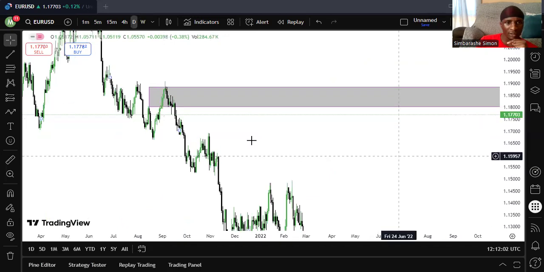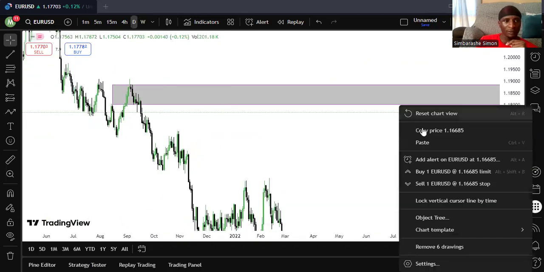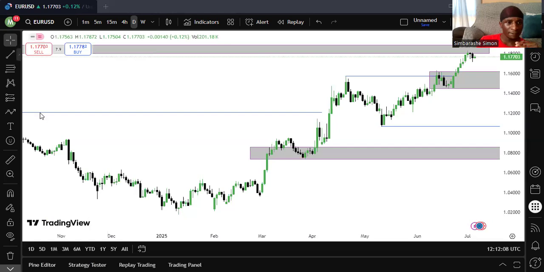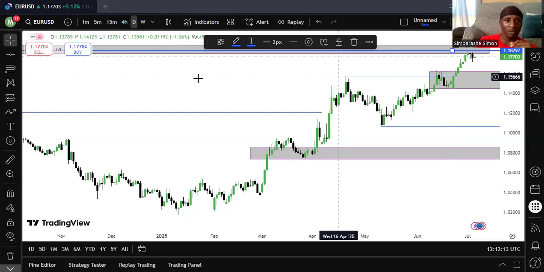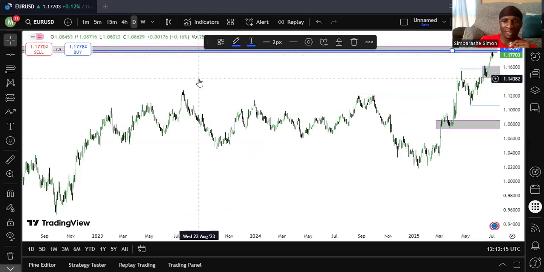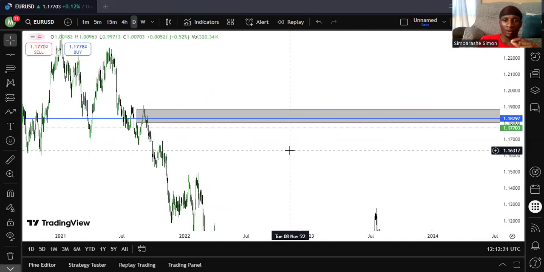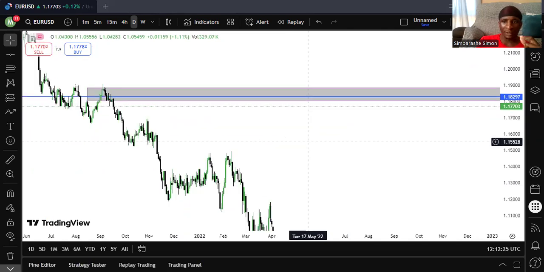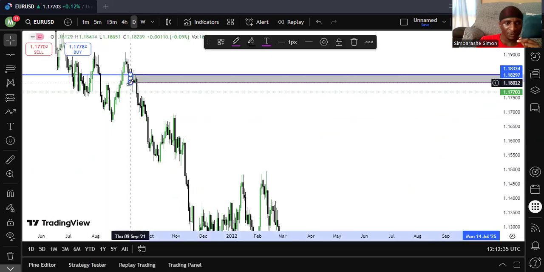Let's see. Or let me put my rectangle to it. First things first, guys, I took my horizontal and marked that high. Then we scroll to the left side to see if we are reacting from a good supply zone here. As you can see, we have a good supply zone here. We just refine this one like this here, guys.